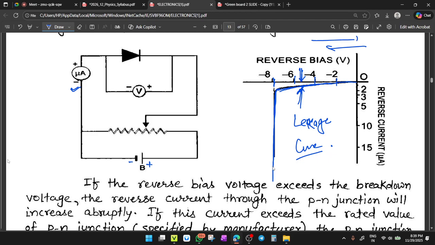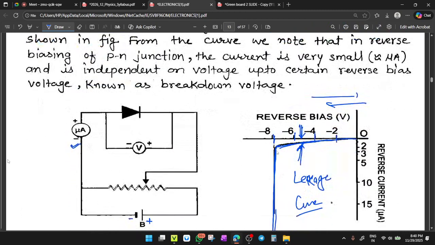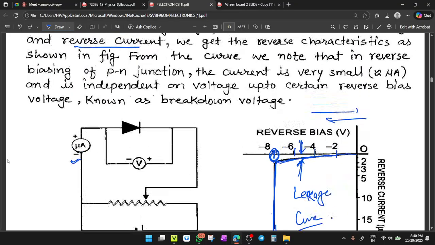Because of the very high current, the temperature of the junction increases very much. This is called breakdown voltage. So at this point the breakdown takes place. This voltage is called the breakdown voltage.